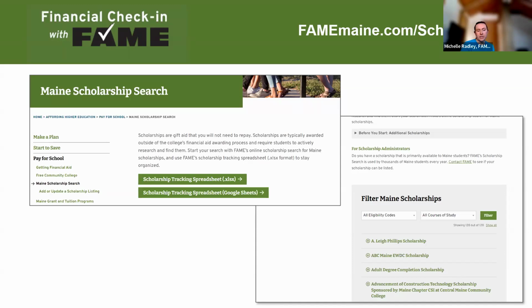And yeah, so this is a great tool, but we also have general information about scholarships and different scholarship searches on this page as well. So a really good one-stop shop to check out.